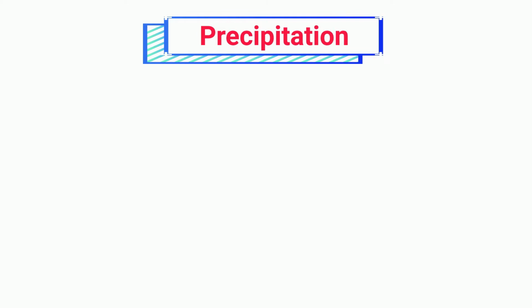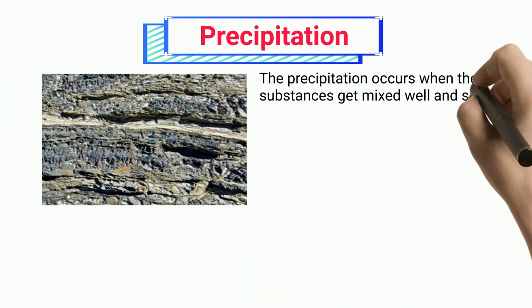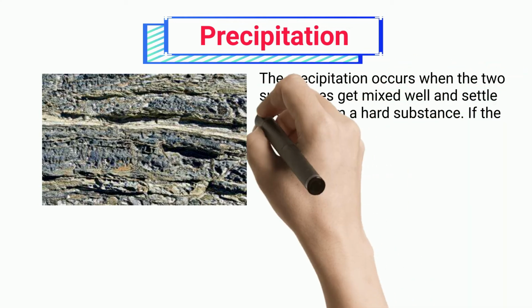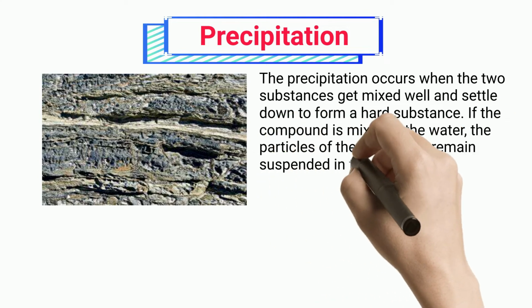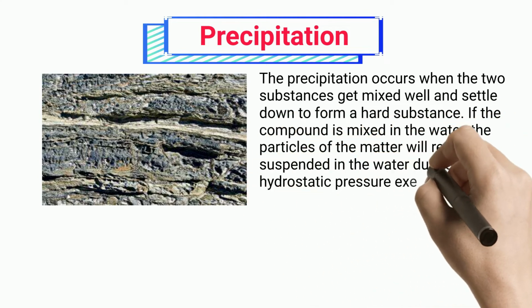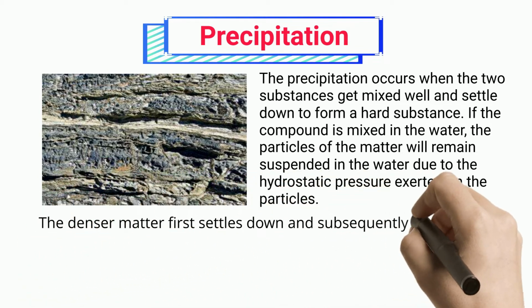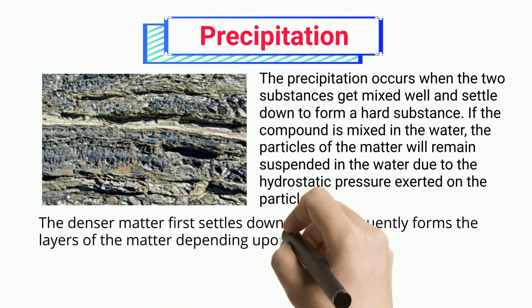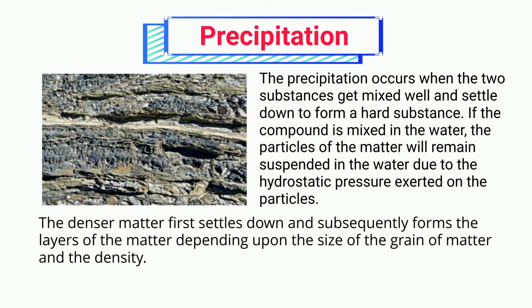Precipitation. The precipitation occurs when the two substances get mixed well and settle down to form a hard substance. If the compound is mixed in the water, the particles of the matter will remain suspended in the water due to the hydrostatic pressure exerted on the particles. The denser matter first settles down and subsequently forms the layers of the matter depending upon the size of the grain of matter and the density.